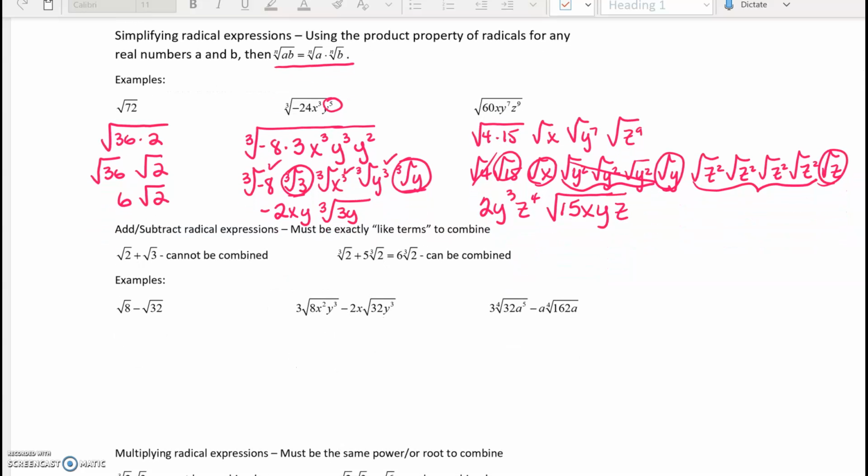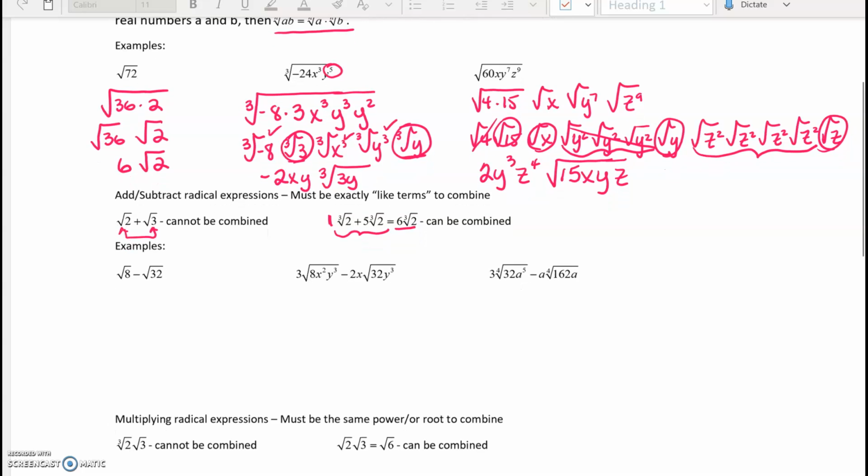Okay, adding and subtracting. You can add and subtract radicals as long as they're the same radical. Not only like square root and square root, but you can combine cube roots too. So we've got 1 cube root of 2 plus 5 cube roots of 2 is 6 cube roots of 2. It's like saying 1x plus 5x is 6x. But over here, square root of 2 and square root of 3 cannot be combined because they're not exactly alike.